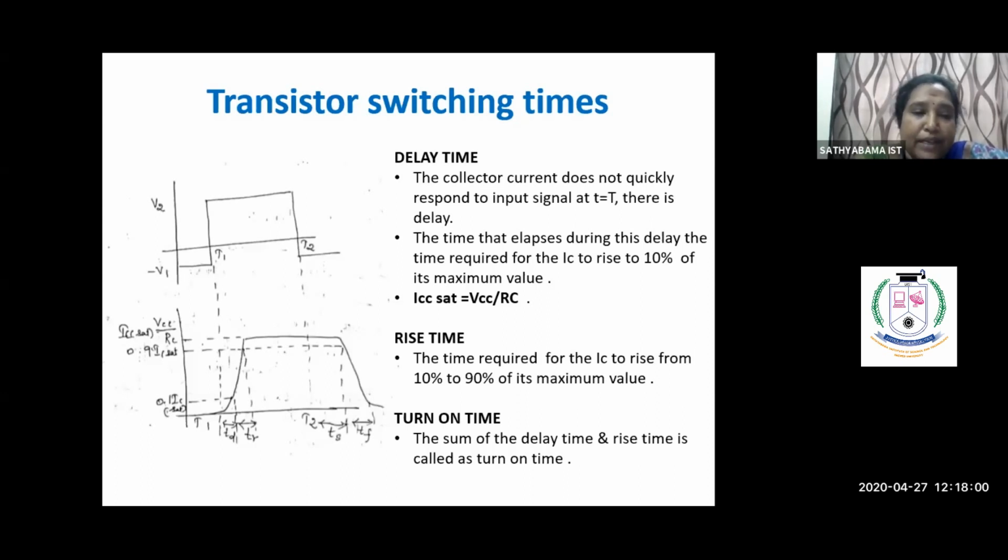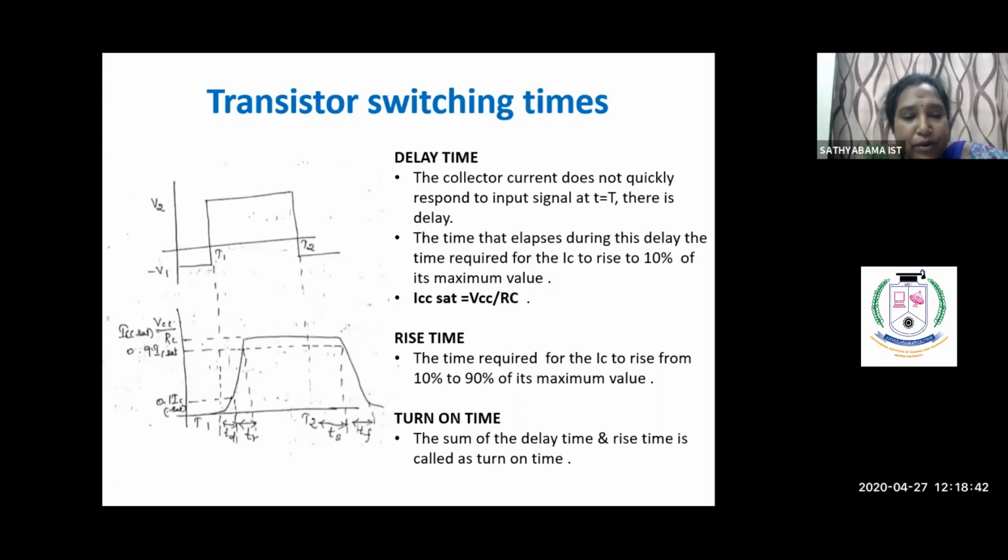Next, look at the graph once again, where tr is defined from 0.1 to 0.9, the curve between 0.1 IC saturation and 0.9 IC saturation. So the rise time is defined as the time required for IC to rise from 10% to 90% of the maximum value. The next term is the turn on time, which is the combination of delay time and rise time.